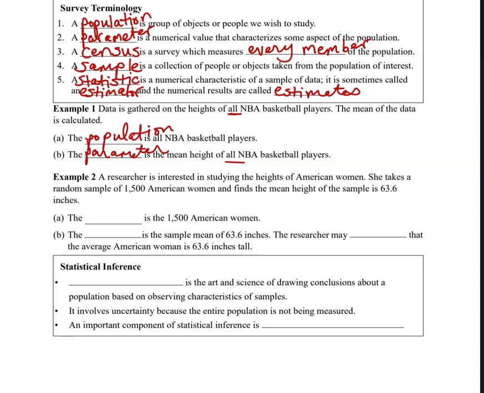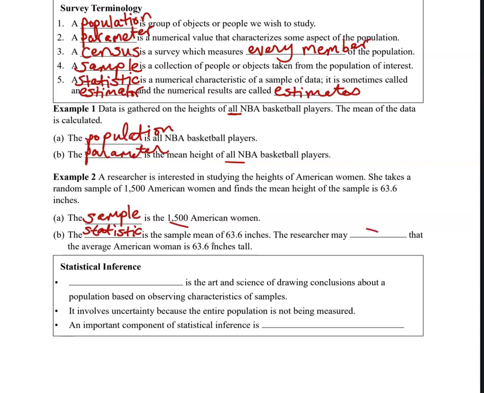Let's try the next one. A researcher is interested in studying the heights of American women. So she takes a random sample of 1,500 women and finds the mean height for the sample is 63.6 inches. So the 1,500 American women is the sample that she's using, and the blank is the sample mean of 63.6. So the statistic is a sample mean of 63.6. So she calculated a mean from the sample. That means it is a statistic because it's a calculation on the sample.